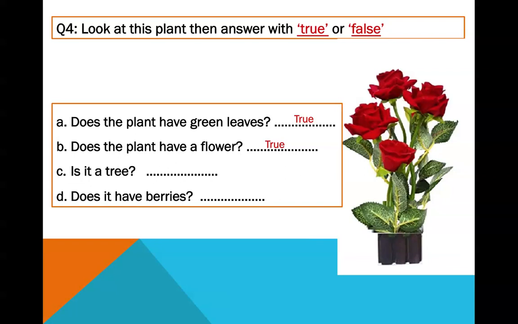Letter C. Is it a tree? Do you see a tree in the picture? Of course not. So it is false. And letter D. Does it have berries? Do you see any berries on the plant? Of course not. So the answer is false.